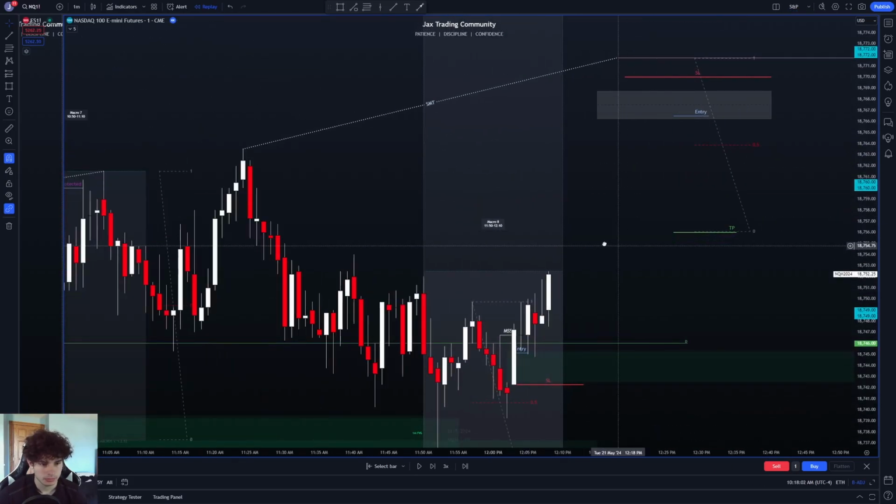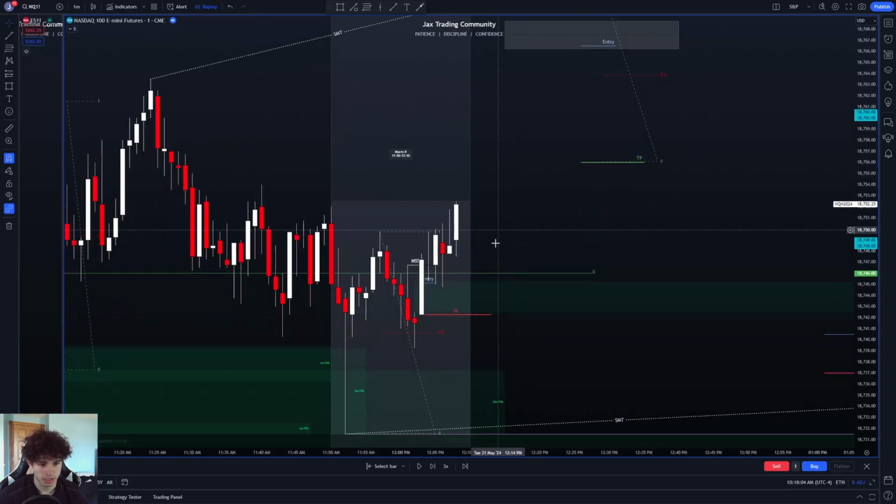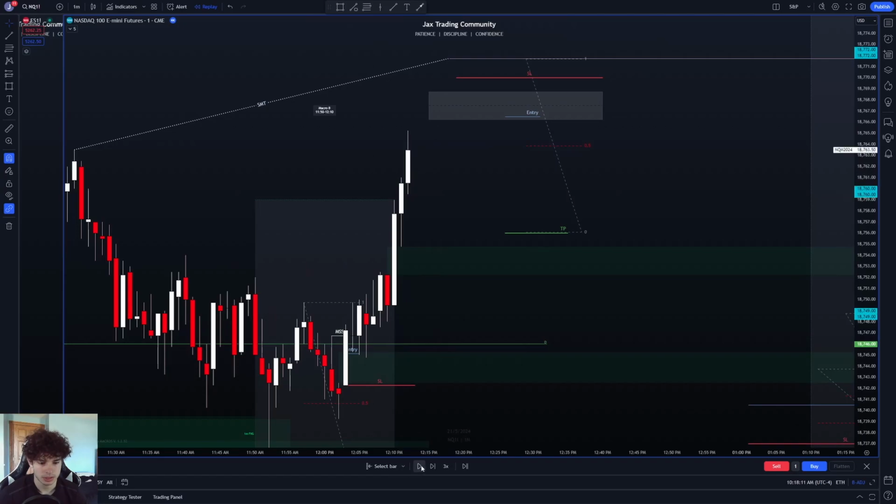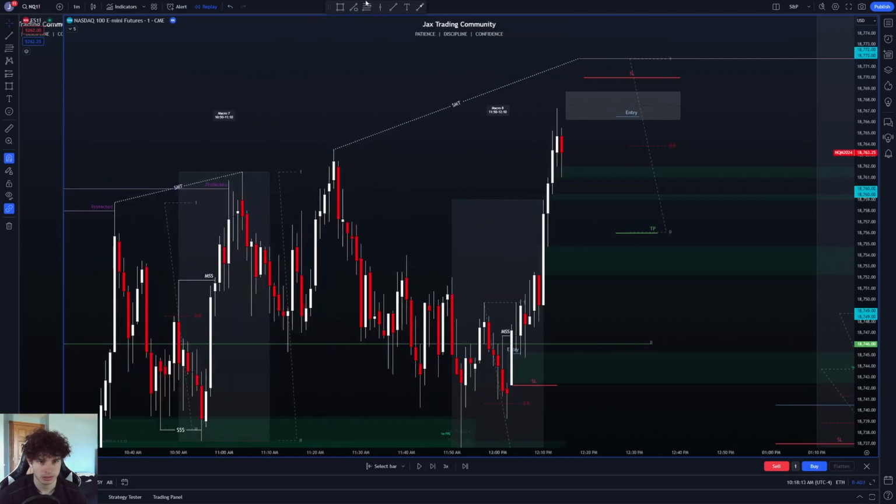But now I want to see us possibly go higher. So we tap this, respect it. That's very good to see. And we get displacement up, and we end up taking this high, which could be your TP.